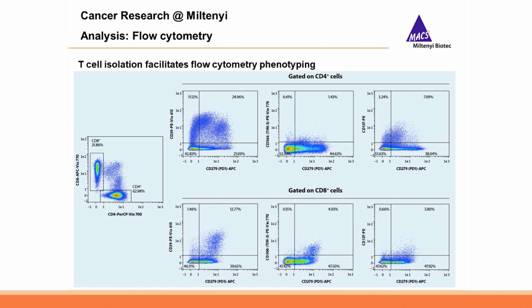Using magnetically isolated T cells from the ovarian tumor sample greatly facilitated flow cytometry analysis. Having highly enriched cells of interest reduces the number of total events we need to acquire for meaningful analysis of rare subpopulations, resulting in shorter acquisition time, reduced background, and cleaner populations.